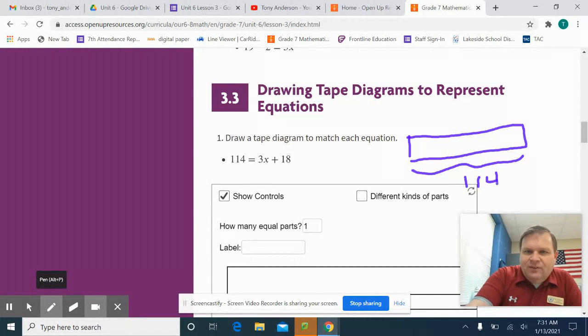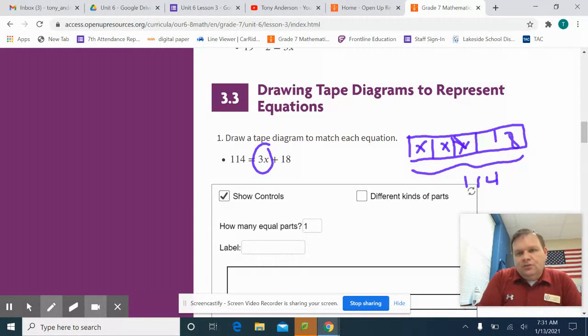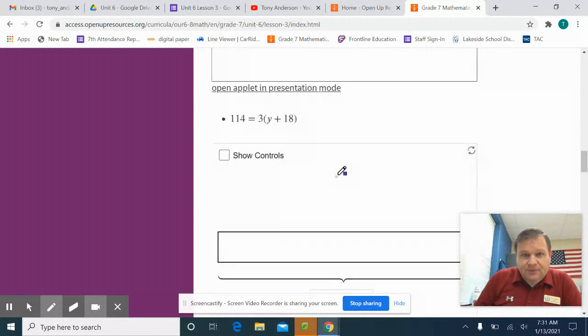First off, I have three equal parts represented with a 3x. So I have an x in each box. Make that one a little better. And then in this larger box, I have an 18. Yours should look something like that in your picture.